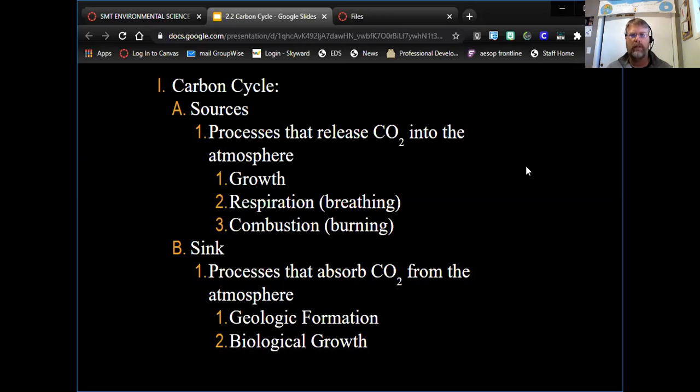That brings us to our next part: places where carbon dioxide and carbon come out of the atmosphere and get held, or are in a sink. Those are processes that absorb carbon dioxide from the atmosphere. Some of them are geological, like rocks and rock formation, and some of them are biological growth. There can be a little bit in animals, but there's a lot more stored in biological growth within plants.